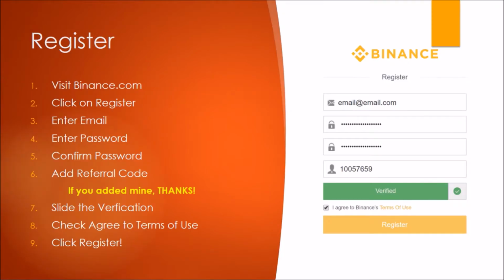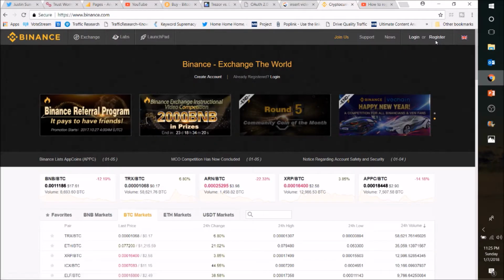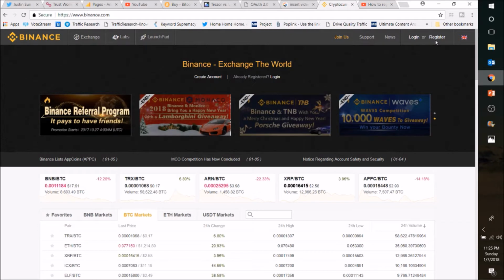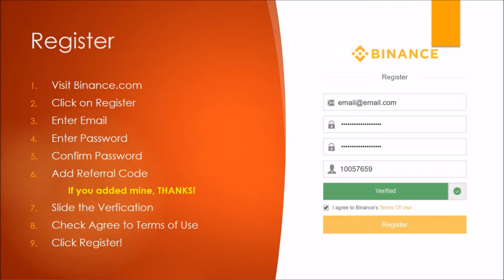Okay, let's get started. So now you're going to go to Binance.com, and on the top right hand corner up here you're going to see register. So now I want you to click register, and now you should be on a screen that looks similar to the form I have here on the right, where you're going to enter an email, enter a password, then you'll confirm your password. You're going to add a referral code if somebody sent you to Binance.